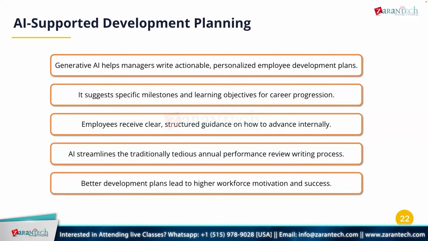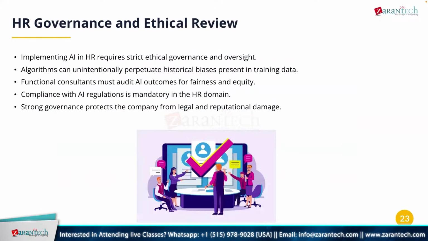And then AI-supported development planning. So there will be actionable, personalized employee development plans, right? Generally, for whom are we going for career progression? So they receive clear plans, and these can all be easily automated: whom to choose, what the next plans for improvement are. If there is no improvement, what is the termination plan? How we can go for this is workforce engagement. So all these things come under that.